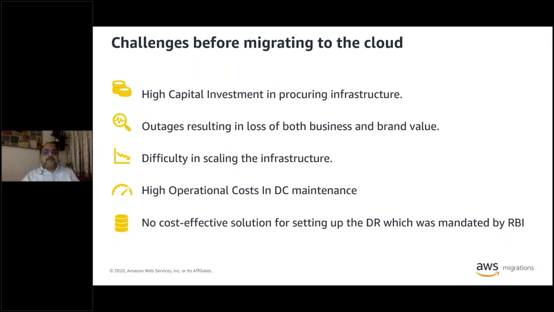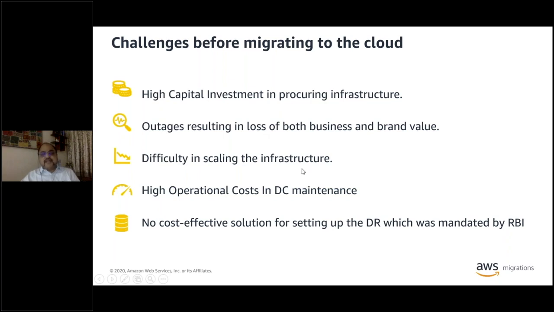we heard that there's a high capital investment in procuring infra. Of course, the infra always reaches a stage wherein you have to reprovision them or buy new hardware, or a refresh program has to be put in place. Okay. There are outages resulting in loss of both business and brand value. That is a big loss.